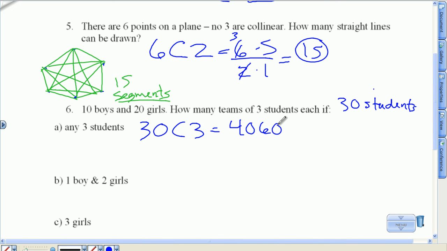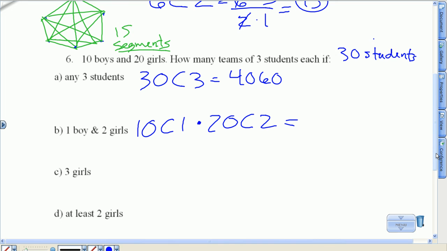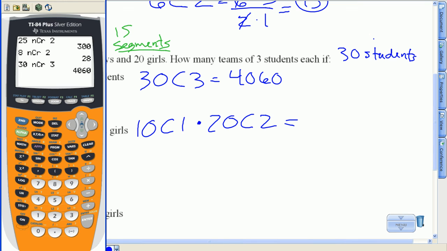1 is a boy and 2 is a girl. Now this is interesting. We're going to choose 1 boy of the 10 boys available. Of the 20 girls available, we're going to choose 2 of them. And we have to multiply because we want this to happen at the same time. This is how you do this. You have to do this a lot. I'm cruising through here trying to make the notes short for you, but this is really, really important that you can do that.